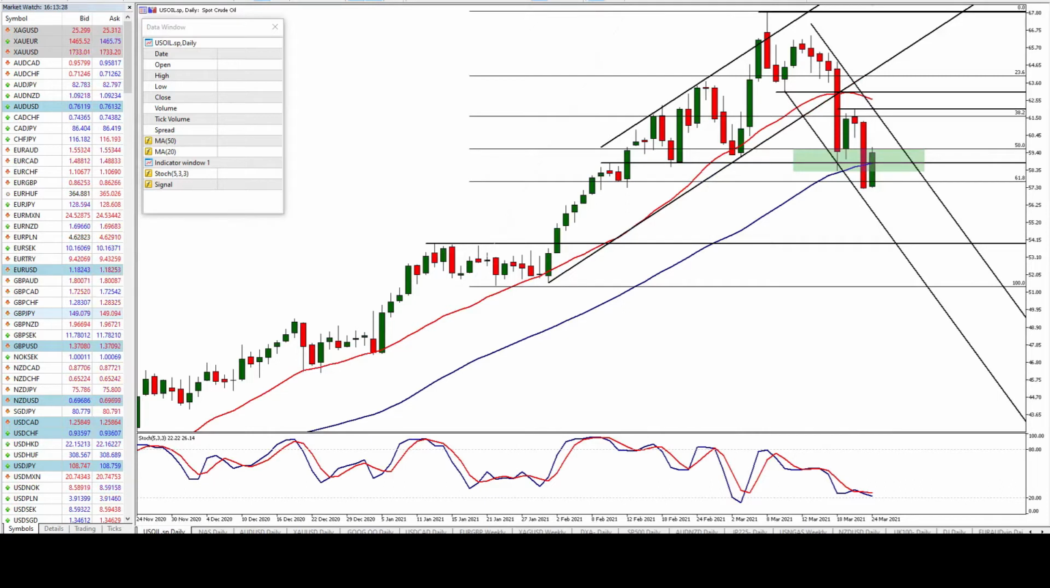US oil is our first market in the bearish list. A lot of you remember that when the market was trading up here, we said that oil price has moved too fast and too far. So we suggested we might get a pullback now, and we gave you some support levels.